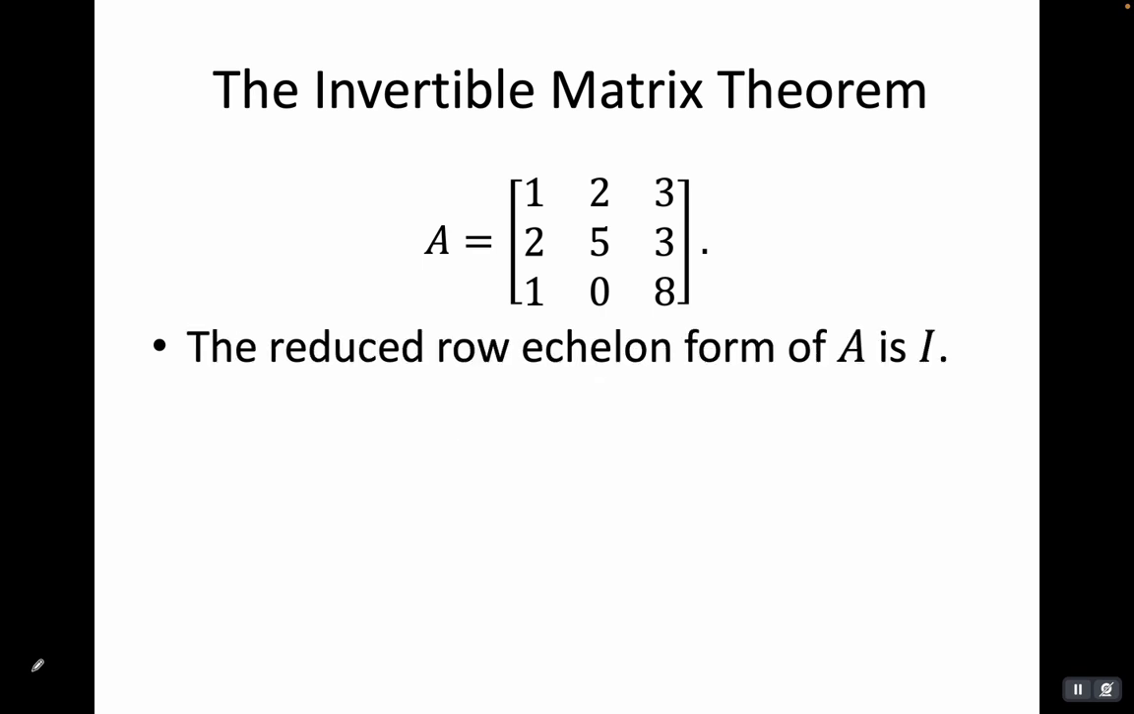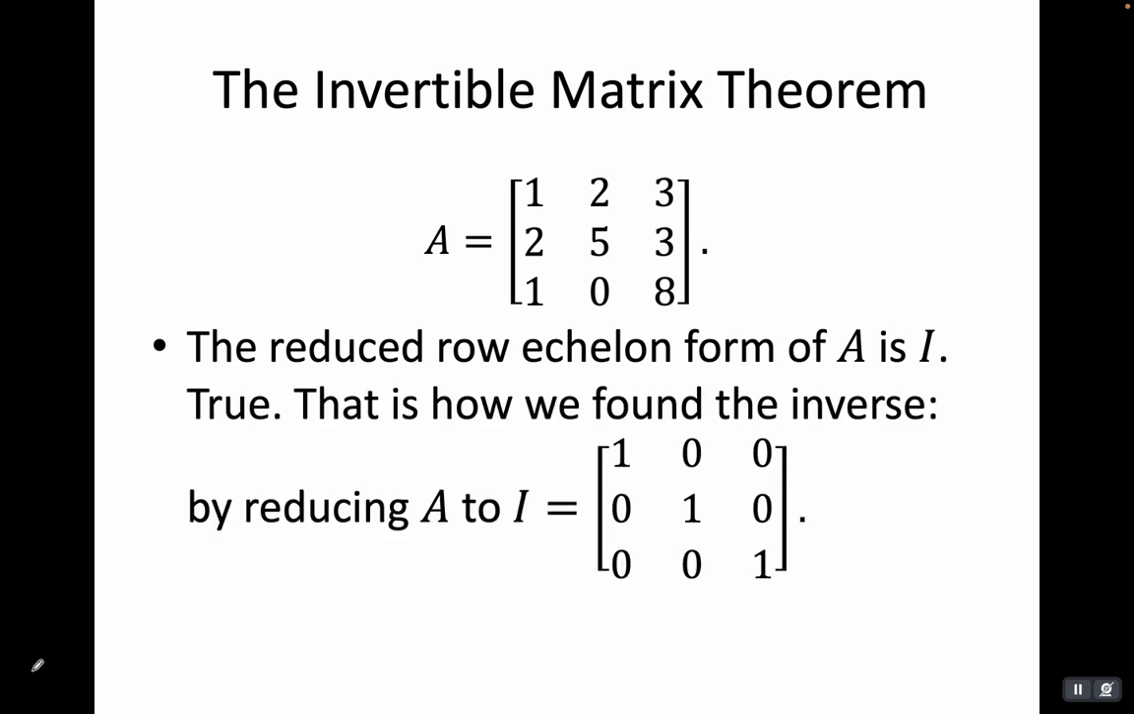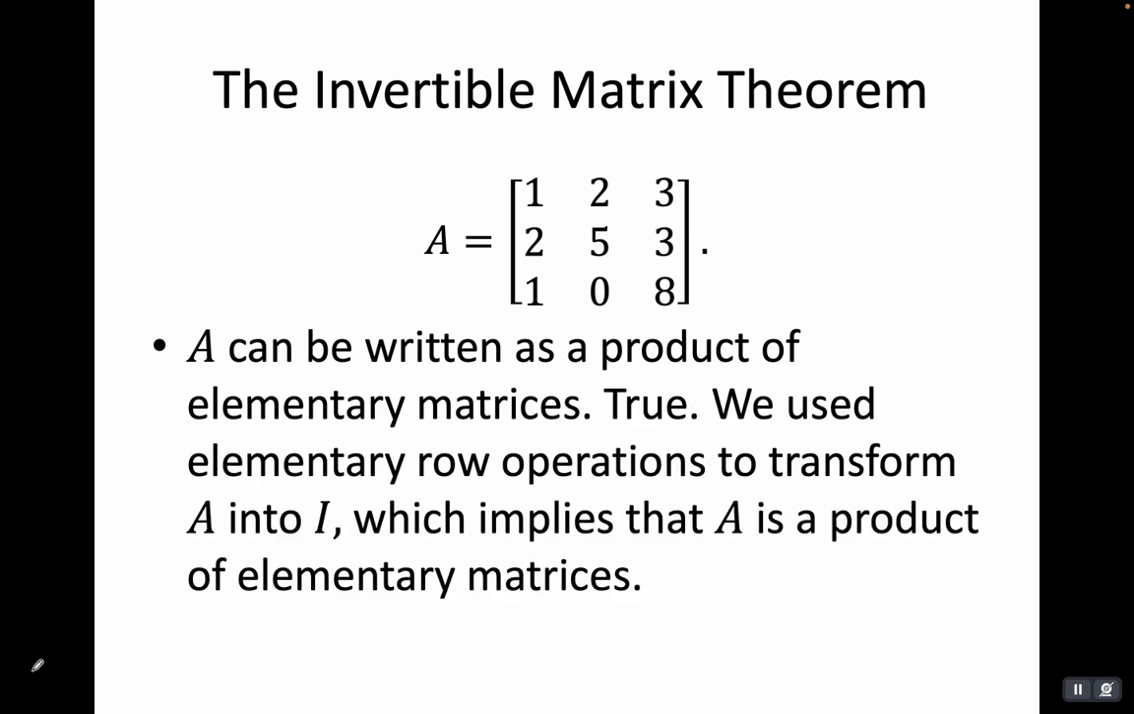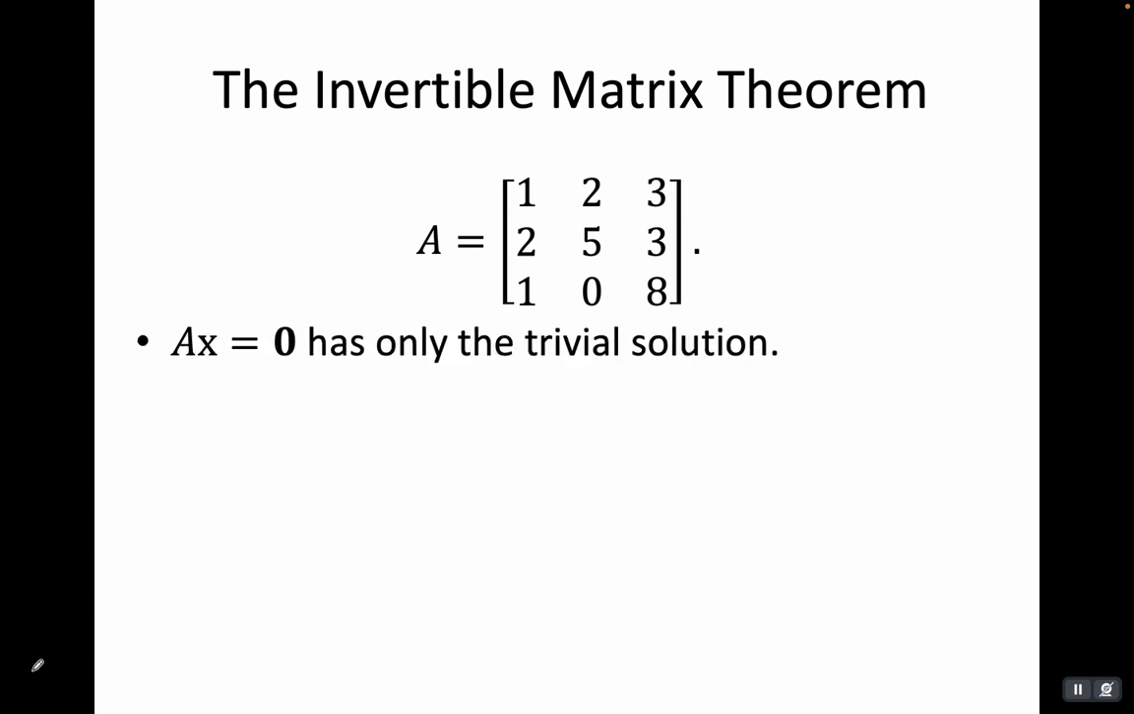The reduced row echelon form of A is the identity matrix I. Well, that has to be true by the invertible matrix theorem. But that's true. This is how we found the inverse, by reducing A to the identity matrix. A can be written as a product of elementary matrices. That's also true. We used elementary row operations to transform A into I, which implies that A is a product of elementary matrices.